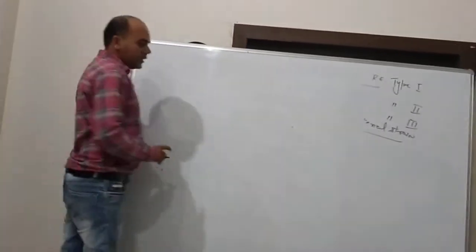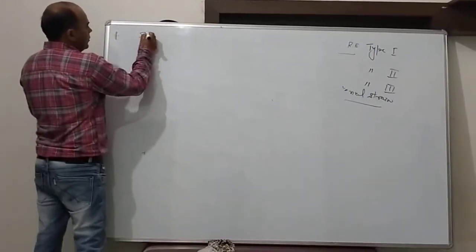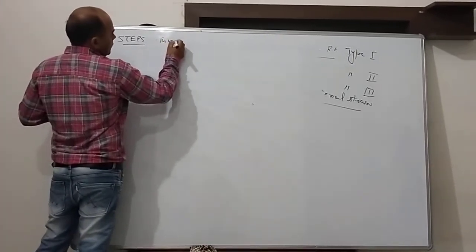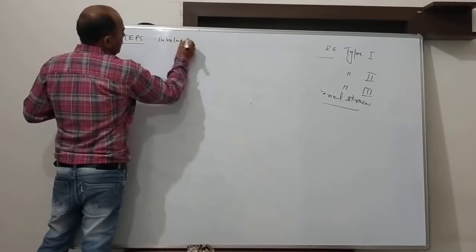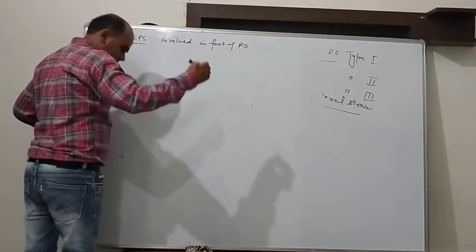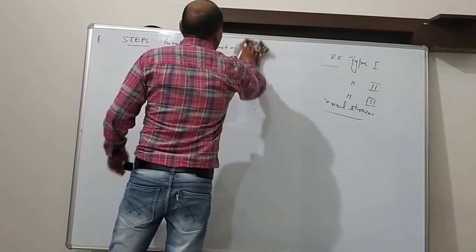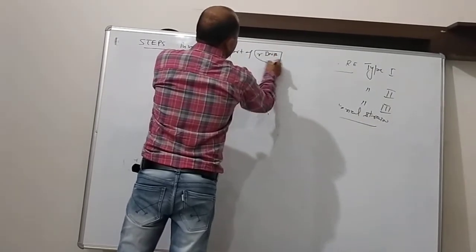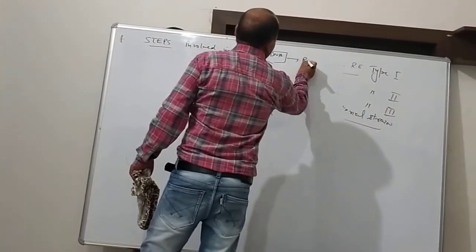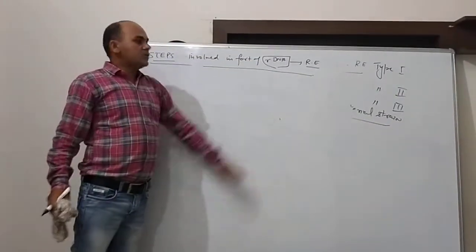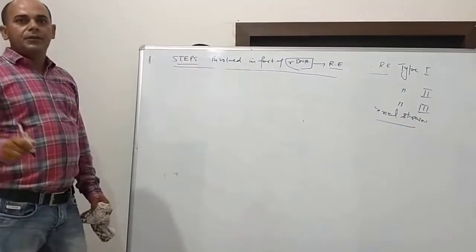Next we will study the steps involved in formation of rDNA. rDNA means recombinant DNA, formed with the help of RE, restriction endonuclease enzyme. We will draw a flow chart of how recombinant DNA is formed with the help of a RE.